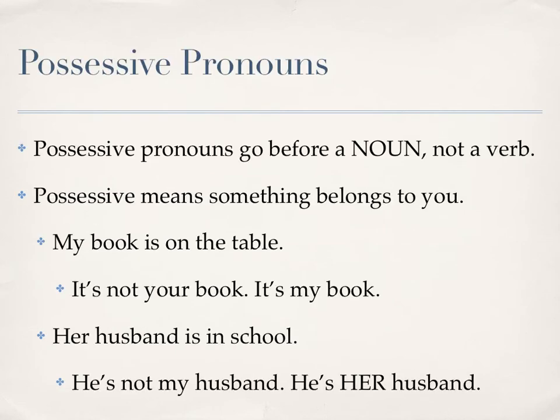Possessive pronouns go before a noun, not a verb. Possessive means something belongs to you. For example, my book is on the table. It's not your book, it's my book. Her husband is in school. He's not my husband, he's her husband.